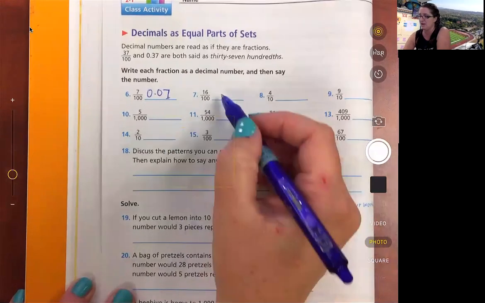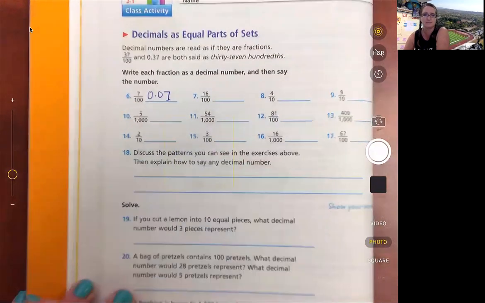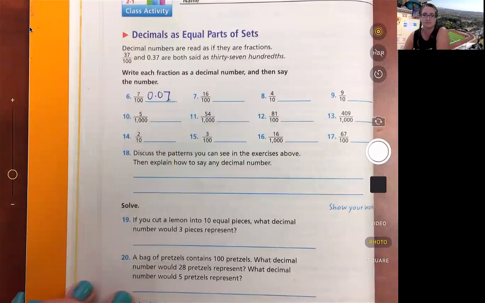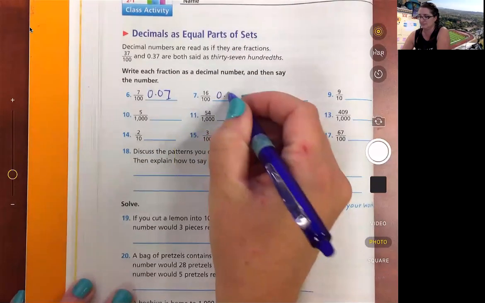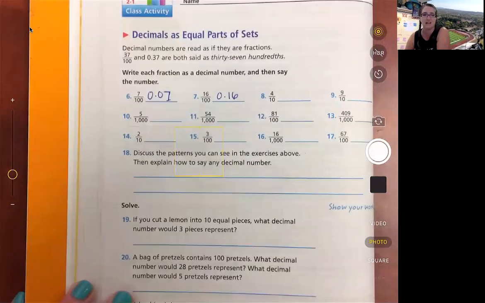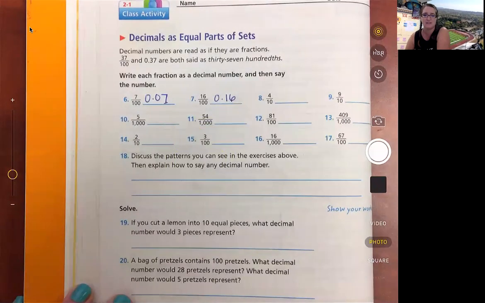It's not 0.70, because that would be 70 hundredths. We want that 7 all the way over in the hundredths place. How about the next one? How am I going to write this one? 0.16. Yep, 16 hundredths. Awesome. How about the next one? 0.4. Yep.